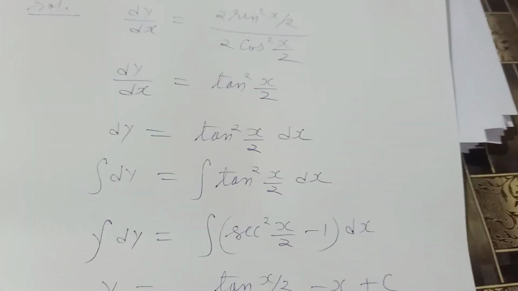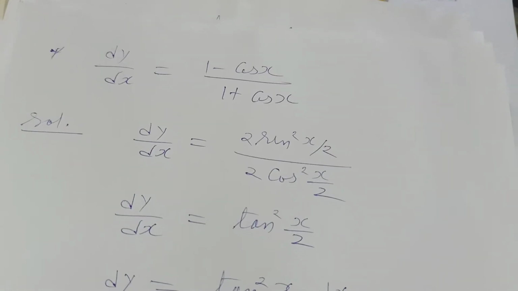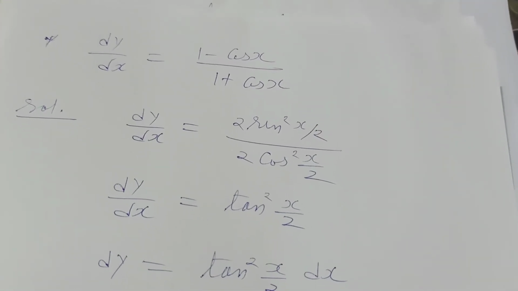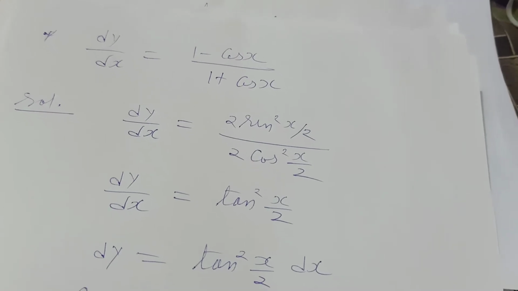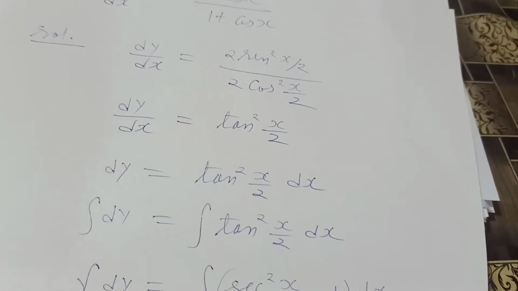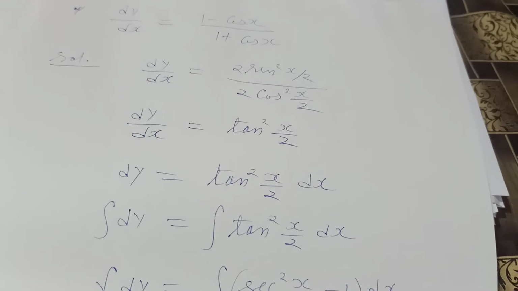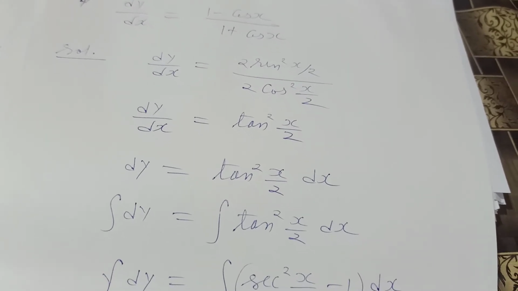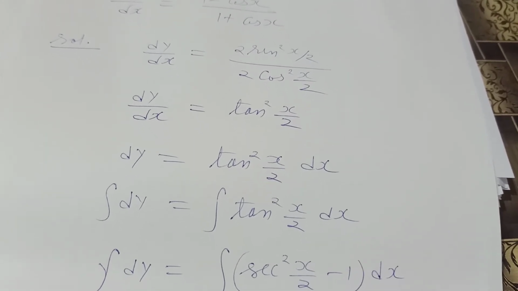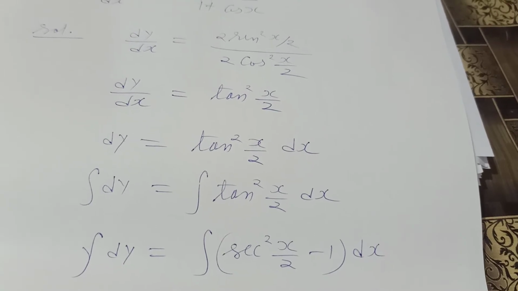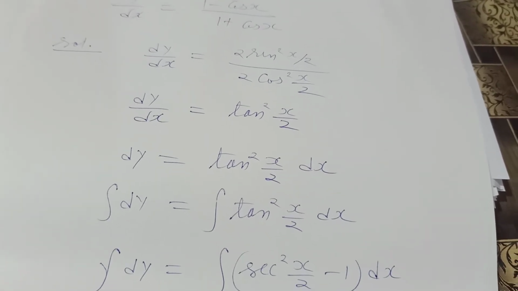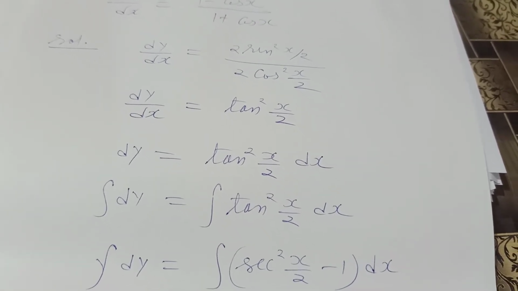Now we will take some examples. First example is dy by dx equal to (1 minus cos x) upon (1 plus cos x). If we simplify it, we will get dy by dx equal to 2 sin square x by 2 upon 2 cos square x by 2, which will give us dy by dx equal to tan square x by 2, and after that we will get dy equal to tan square x by 2 dx.